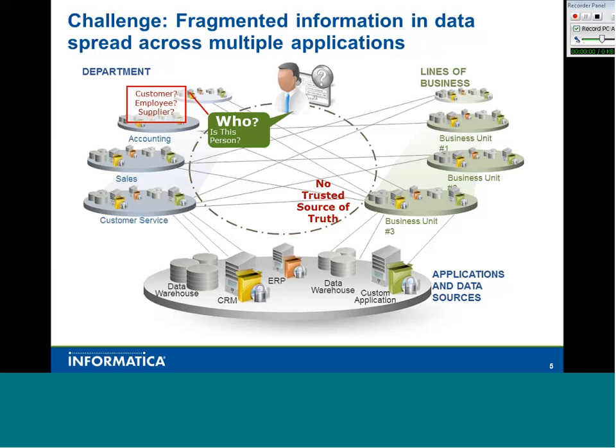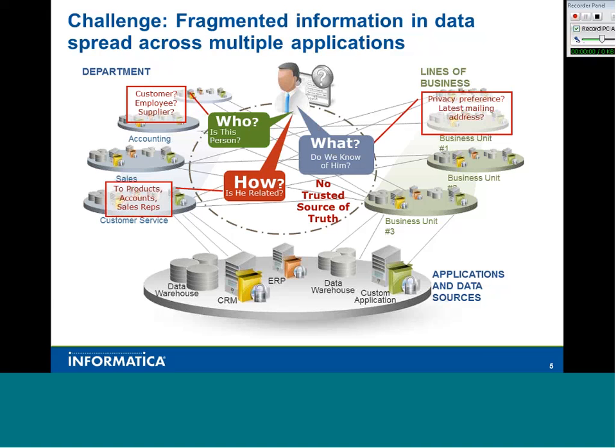When the end users start looking into an application or some of the data, there's so much data that people are generally not sure if a particular entity is a customer, employee, or a supplier. And then what do we know about this particular entity? Is there a privacy preference? Do they have the latest mailing address? And also, how are all these different accounts that we have for an individual related to each other? A typical business scenario is going to have all these questions, where in this day and age we tend to rely so much on our applications.